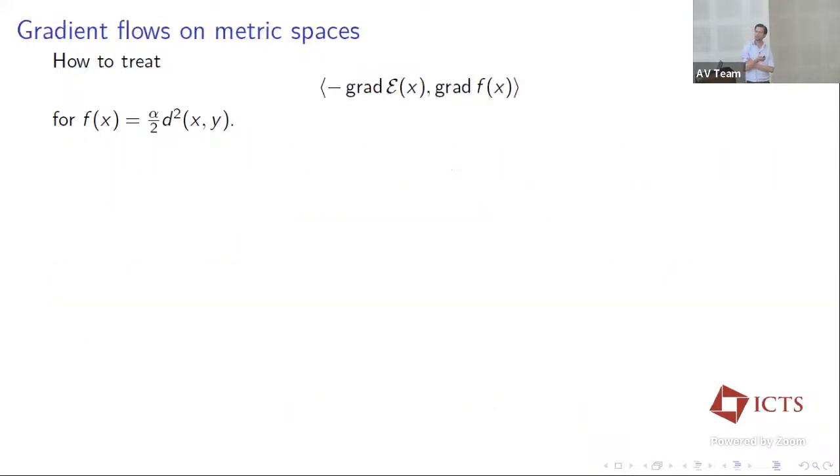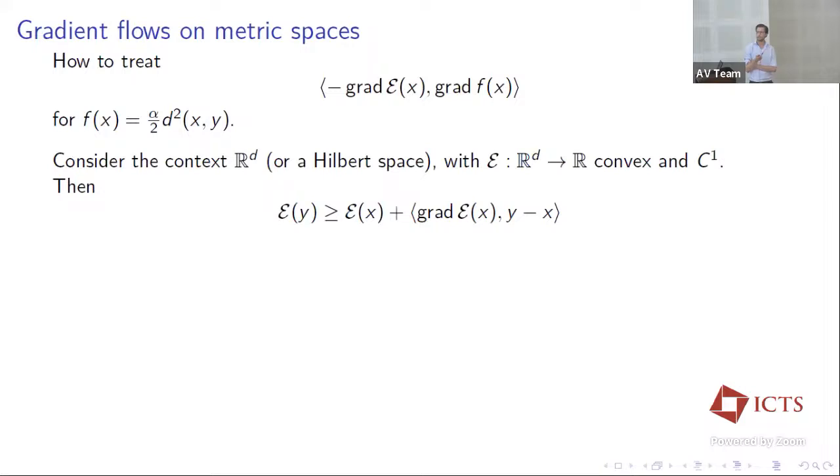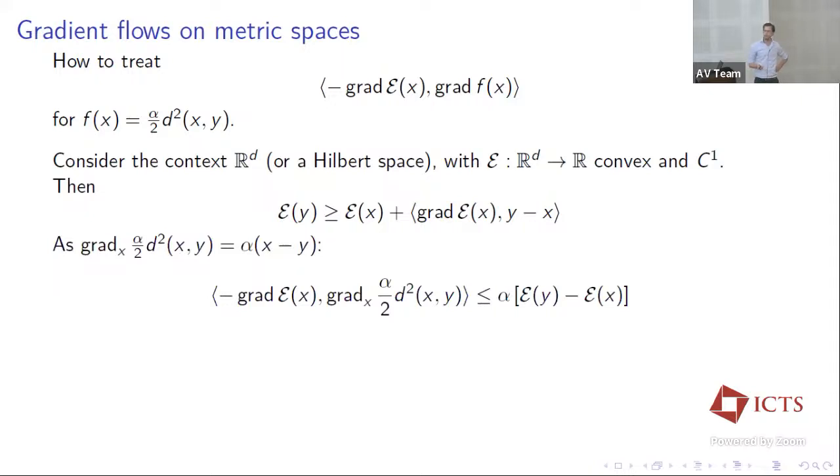So what about the other term? Now we already see what happened. So E is convex. Then we get this inequality using convexity. That's the one that I wrote on the board there on the left. And so that means that this object is bounded by the difference of the potential values times alpha.